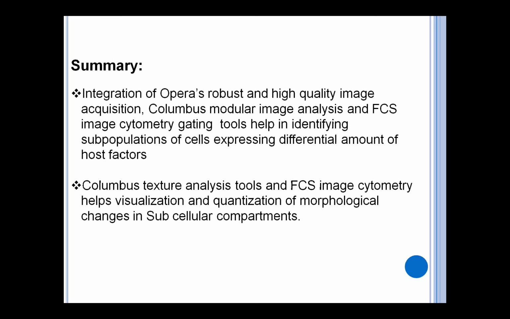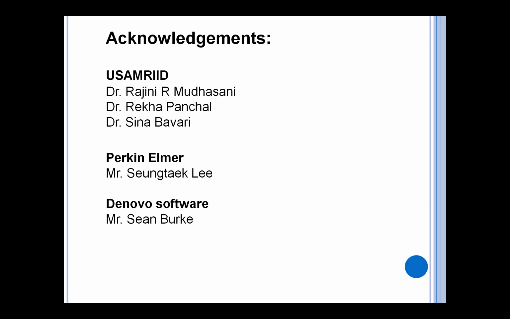So in summary, the integration of OPERA's robust and high-quality image acquisition and Columbus modular imaging analysis and FCS image cytometry gating tools helped us in identifying the subpopulation of cells expressing differential amounts of host factors. And the second thing is the Columbus texture analysis tools in combination with FCS image cytometry help us to visualize and quantify the morphological changes in the subcellular compartments, which are the acidified compartments in the cell. With that, I'll end this presentation.